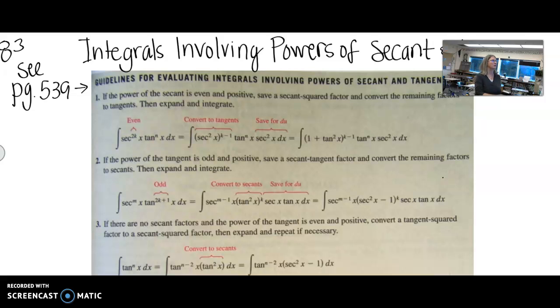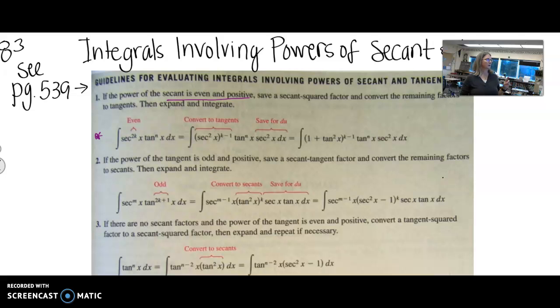So if the power of the secant is even and positive, save a secant squared factor and convert the remaining factors to tangents and then expand and integrate. So we're going to just keep this in mind when we're going through the problem. If the secant is even, we're going to come back to this and look at what we want to do.